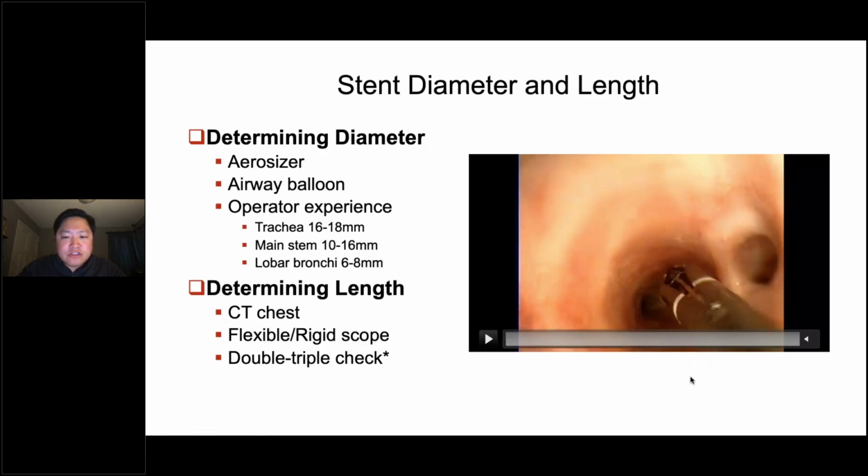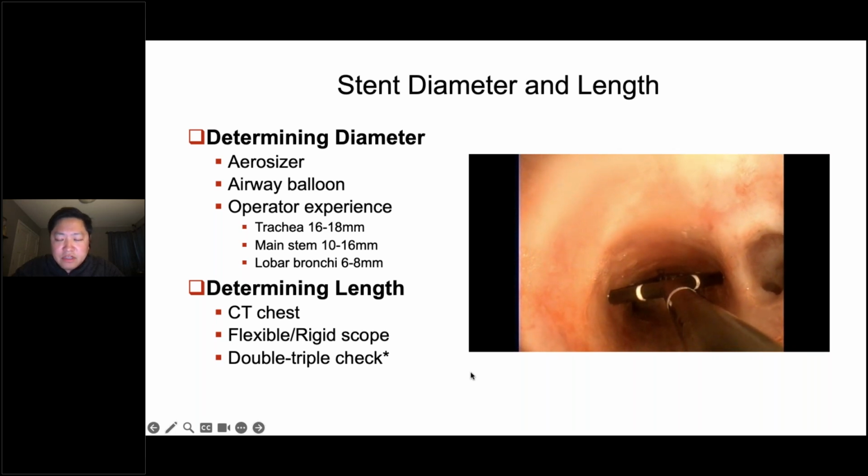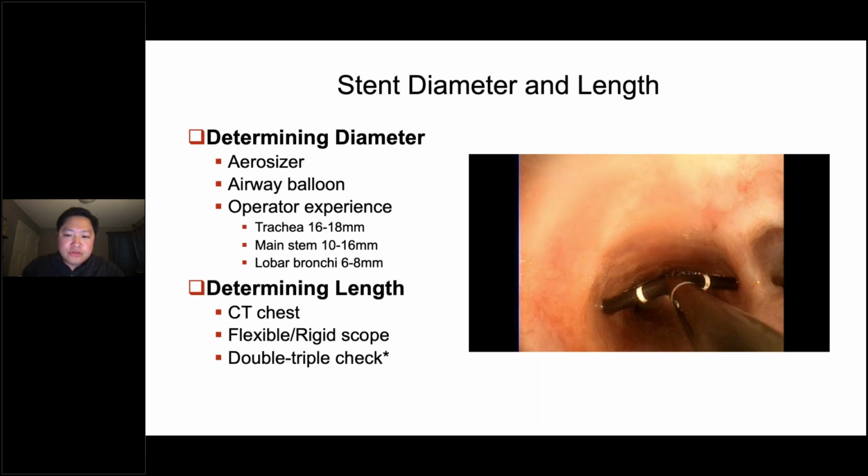Stent diameter and length. There are some tools to figure this out when you're doing your bronchoscopy. There's something called the Aerosizer, which is made by Merit. I've never used this per se outside of just preclinical testing. What you do is pull the grasper, and then you see those two flanges pop out. Based on the color of the flange, which is coded to a certain diameter, you can size the airway. We don't use that typically.